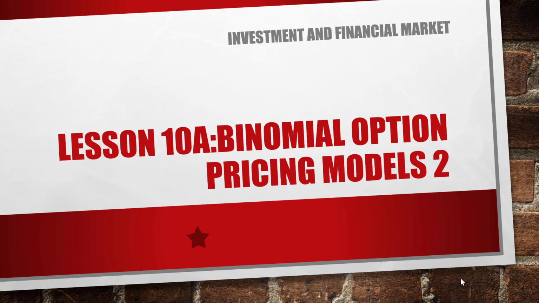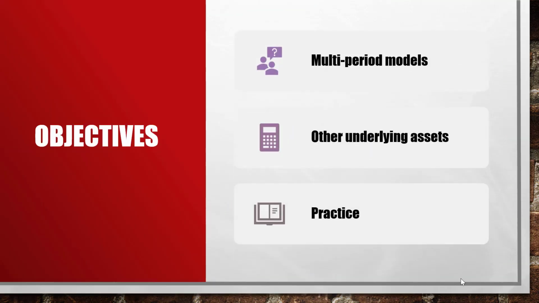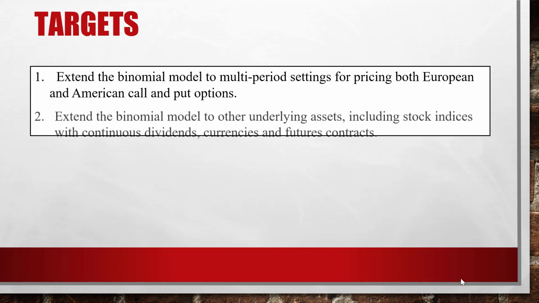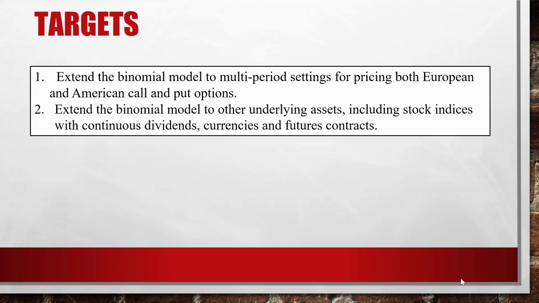It's Daniel here, and today I'm going to continue to talk about binomial option pricing models. In this lesson, I'm going to focus on the multi-period models and other underlying assets. The targets of this lesson are to extend the binomial model to the multi-period setting for pricing both European and American call and put options, and to extend the binomial model to other underlying assets, including stock indices with continuous dividends, currency, and future contracts.